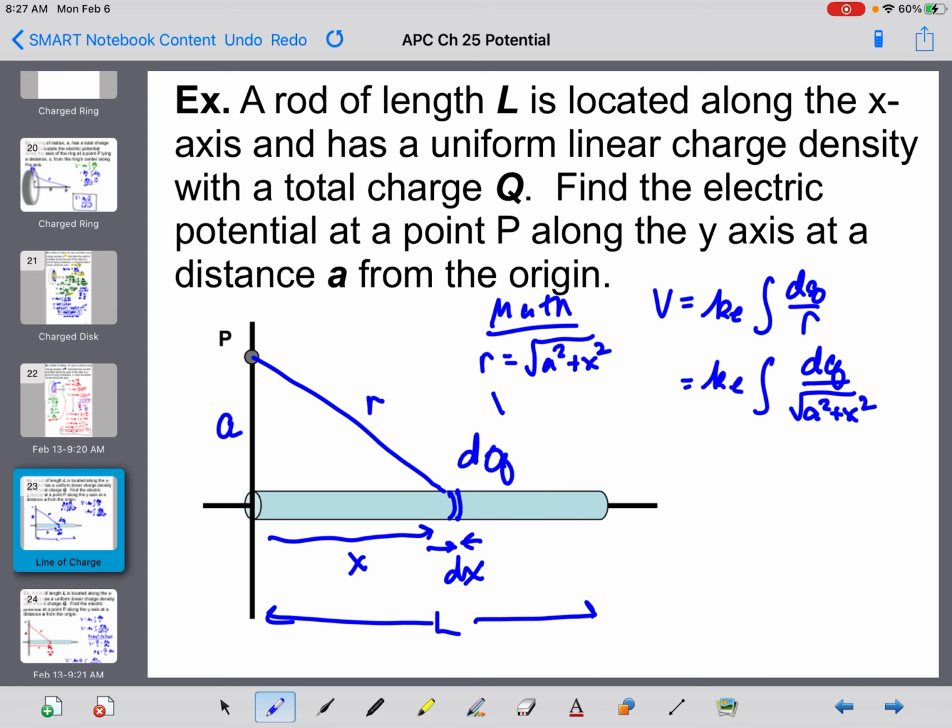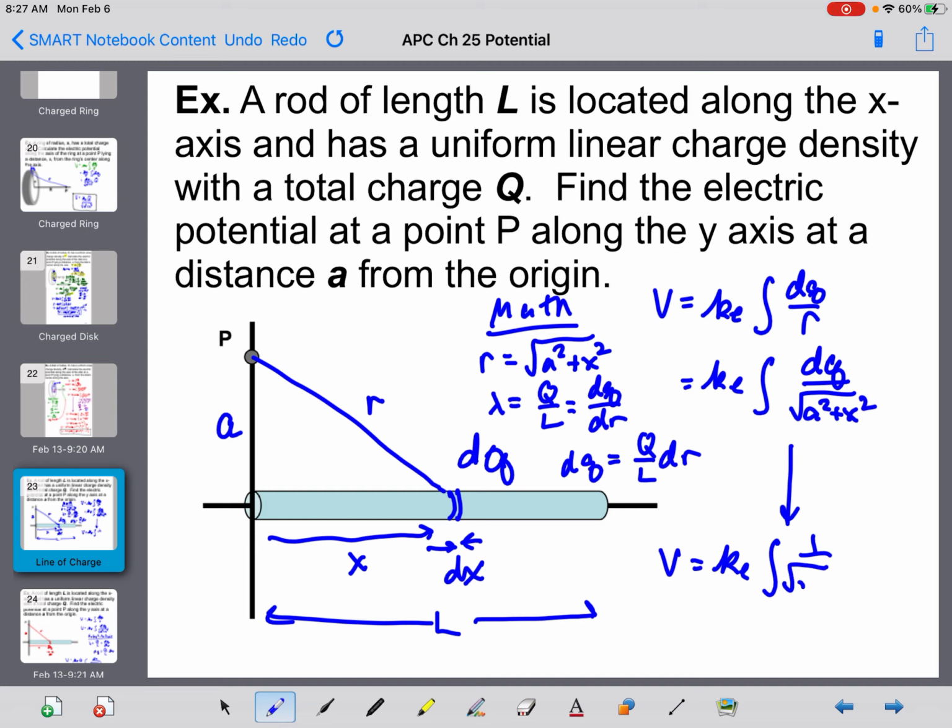So we'll go to our old standby, charge density. Linear charge density lambda, capital Q over capital L, equals dq over my chunk, which would be dr. So then dq would be capital Q over L dr. Plugging that in, V is equal to k sub e integral of 1 over the square root of a squared plus x squared times Q over L dr. So then V is equal to k sub e Q over L, because those are both constants.